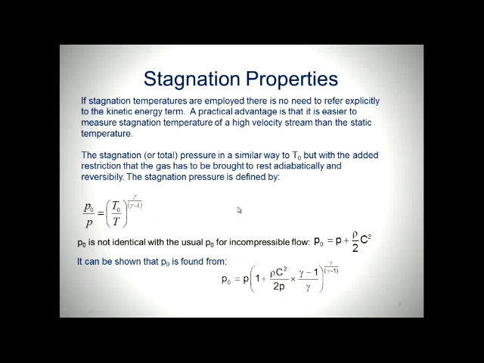Right, okay, so to find the stagnation pressure, it can be found from here. That's when it's compressible. When it's incompressible, stagnation pressure is found from the static pressure plus a half rho c squared. Okay, so this is for incompressible flow, and this is for compressible. It's a bit more complicated. You can get this stuff from textbooks on compressible flow.